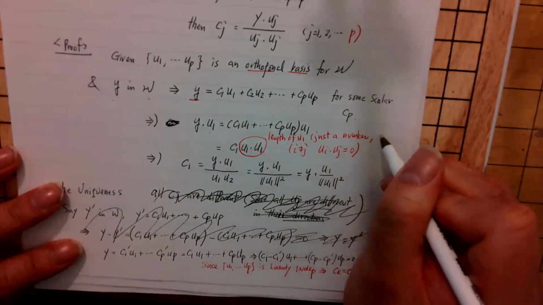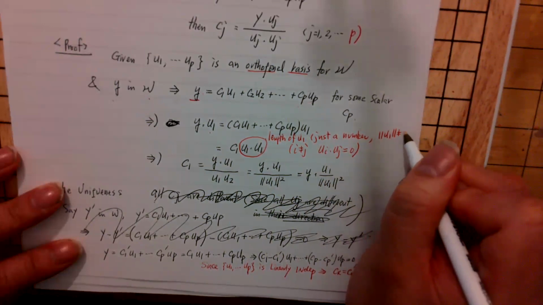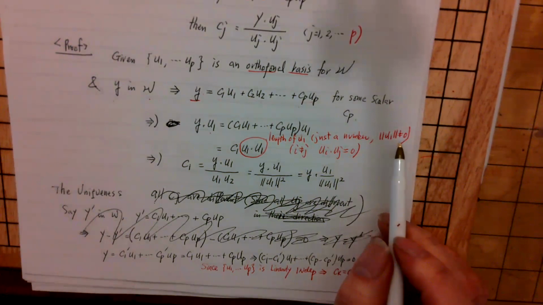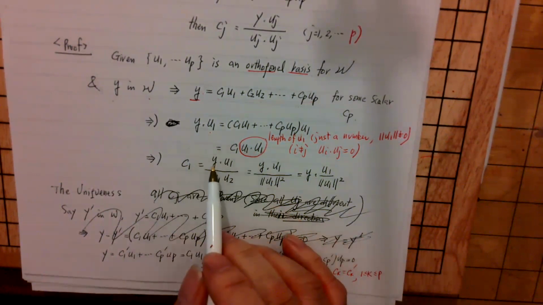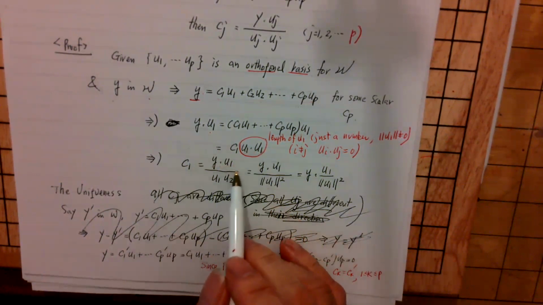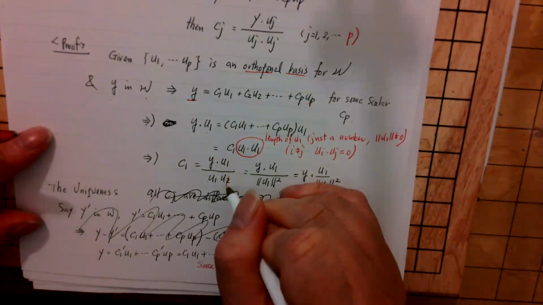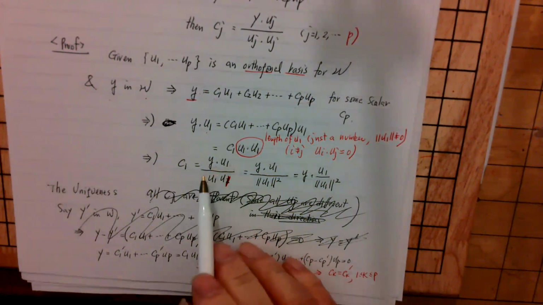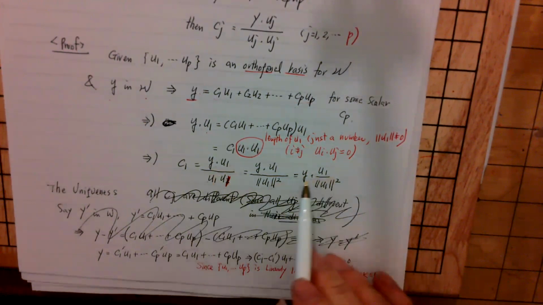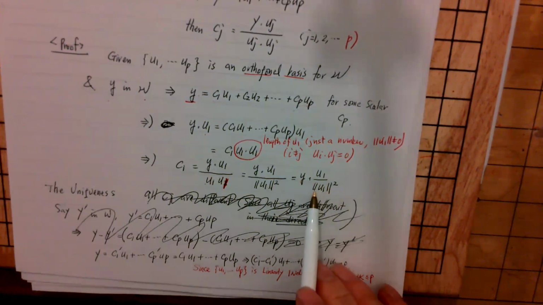And this number is not zero, because this is a non-zero vector, okay? So what's c1? You move the u1 dot u1 to the other side. It's y dot u1 divided by u1 dot u1. This is a mistake, this is also u1, sorry. So this is y dot u1 over u1 dot u1. So that's y dot u1 divided by what? u1 squared. Okay?